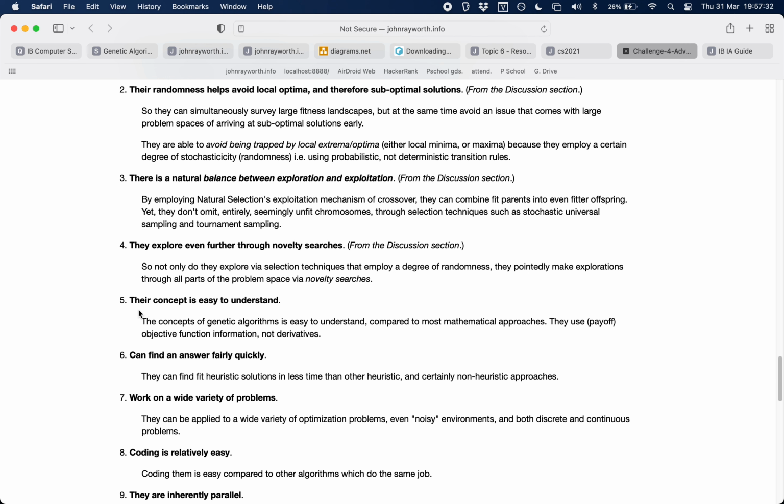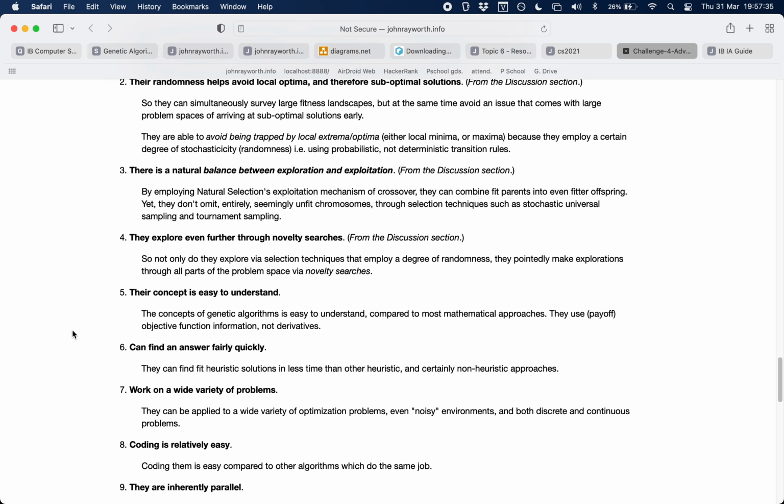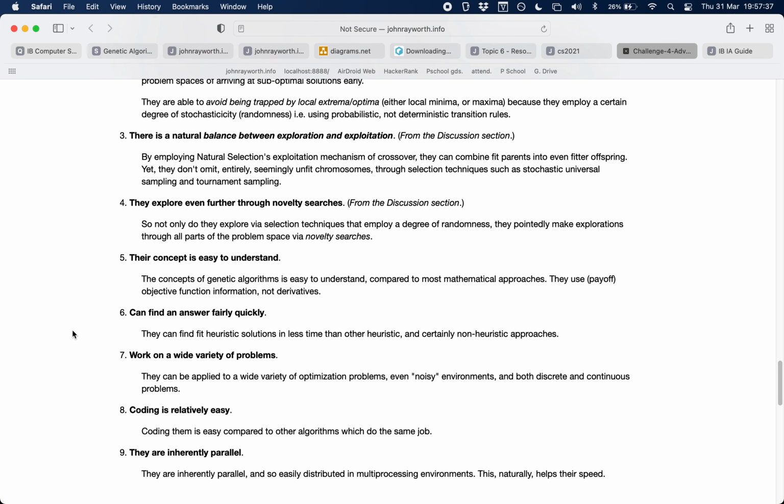And then the last, are there 4 of them? 1, 2, 3, 4, 5, I guess, are not from the discussion, but they're things that should seem kind of obvious to you, but maybe not. The concept is easy to understand, given that you learn natural selection in grade 9 or whatever. It's not that hard to understand. So this idea of generation after generation getting better and better is a pretty easy concept to grasp.